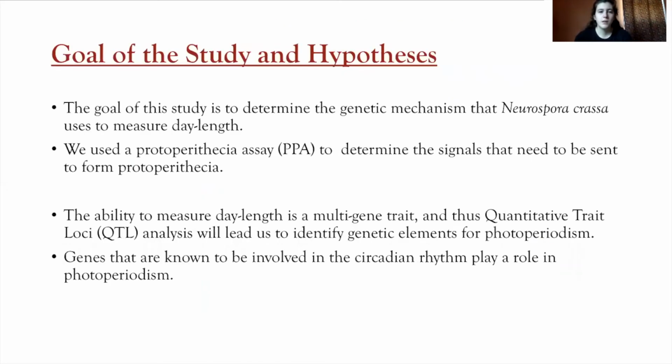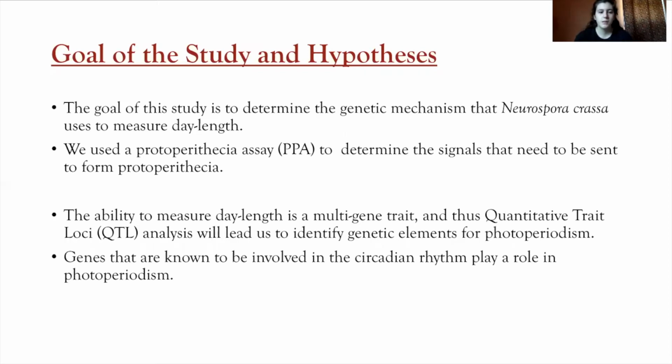The goal of our study is to determine the genetic mechanism that Neurospora crassa uses to measure day length. To do this, we used a protoparesthesia assay, or PPA, to determine the signals that need to be sent to form protoparesthesia. And protoparesthesia is a female sexual reproductive structure in Neurospora.